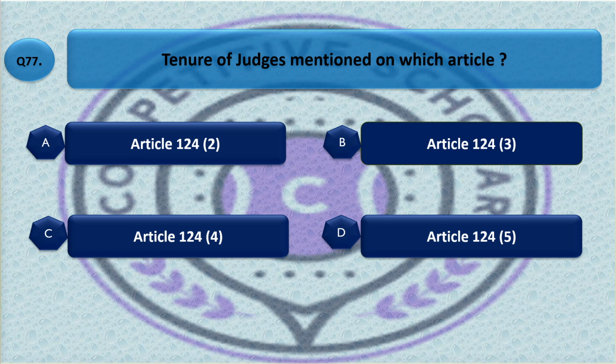Question number 77. Tenure of judges mentioned on which article? Option A, Article 124(2), Article 124(3), Article 124(4), Article 124(5). Answer is option A. Question number 78.